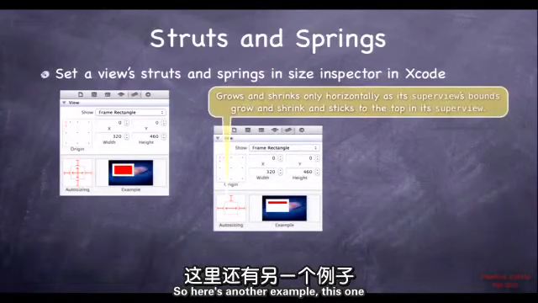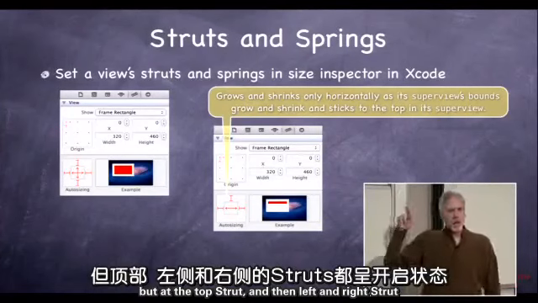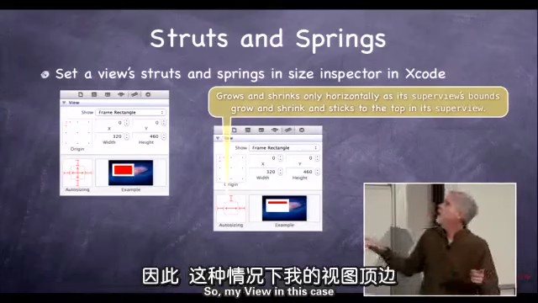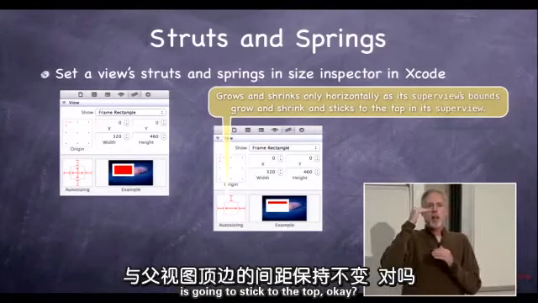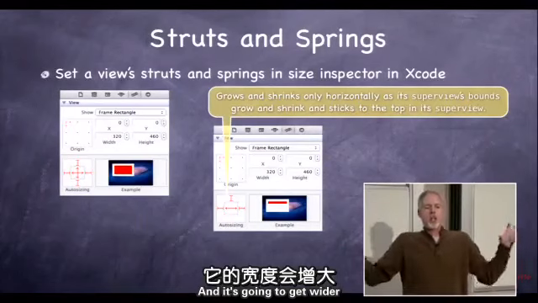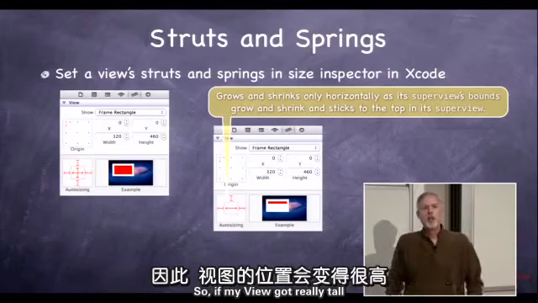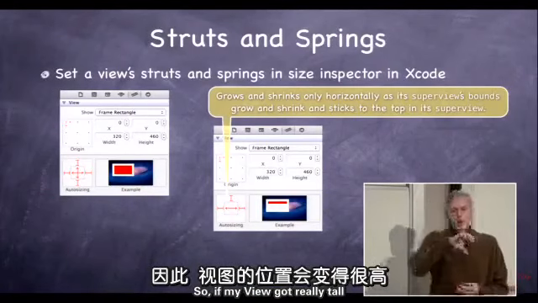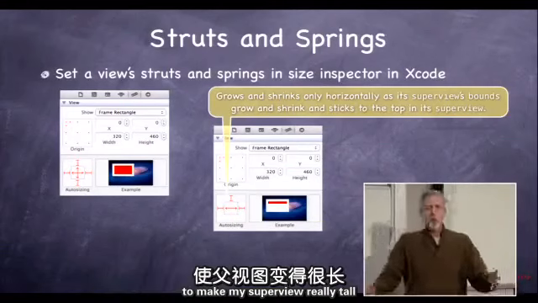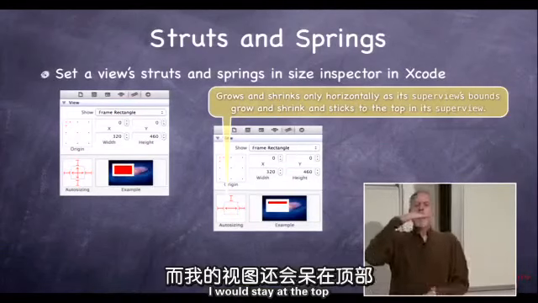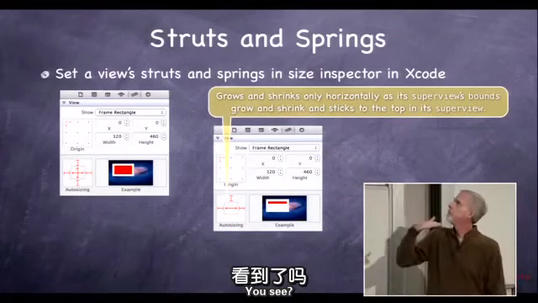Here's another example. In this one, only the horizontal spring is on, but I have the top strut and the left and right struts. So my view in this case is going to stick to the top, and it's going to get wider and stick to both edges. But the bottom is going to be free floating. So if my view got really tall because I was in landscape mode and I rotated to portrait, for example, or something else happened to make my superview really tall, I would stay at the top and a lot of space would be at the bottom. You see?